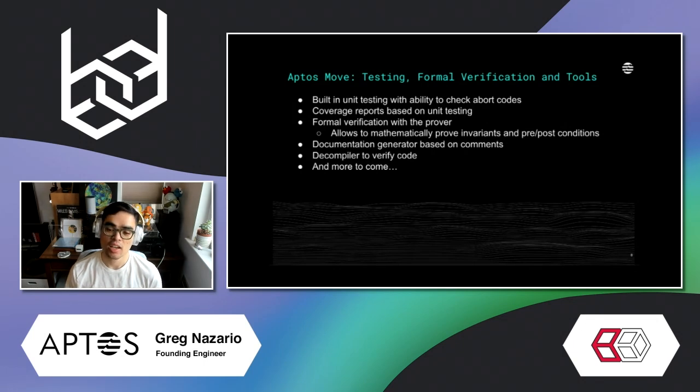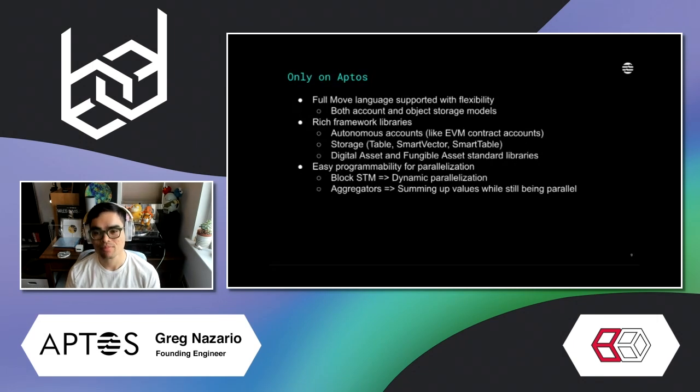And additionally, as I was talking about before, since the bytecode is on-chain and easy to find, you can use a decompiler to verify your code, as well as provide the ability to see things from a transparency and security standpoint, and ensure things haven't changed. And there is much more to come in the next couple of months around linting, formatting, and other things. So, only on Aptos.